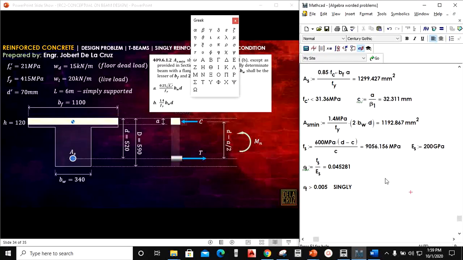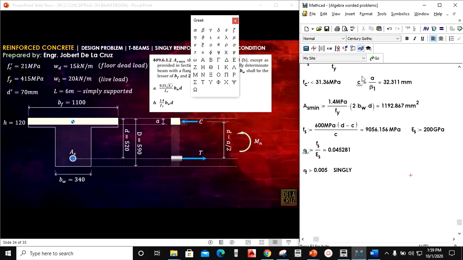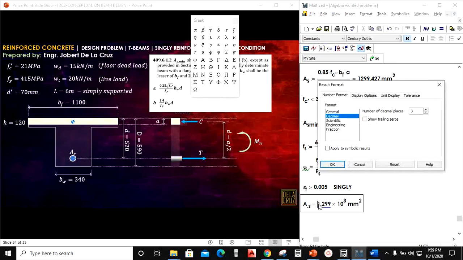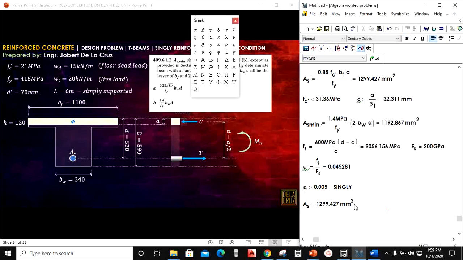So, our As is this. This will be our answer. Correct. We checked the As minimum and we checked the strain, which is the main consideration in the code. So, our As is that one. I hope you get this. This is the answer. Capital only.